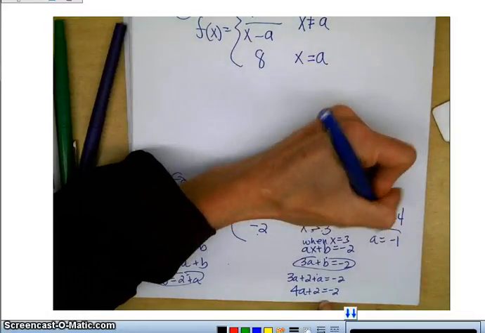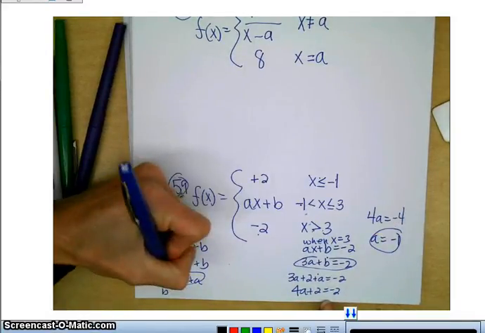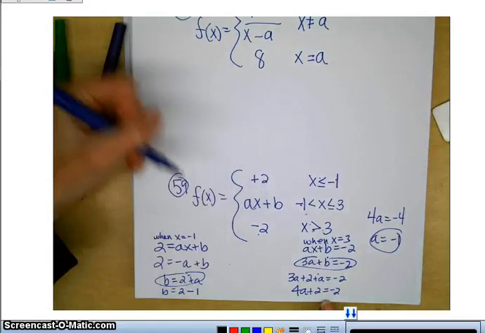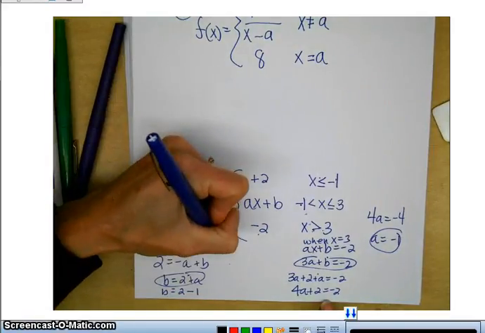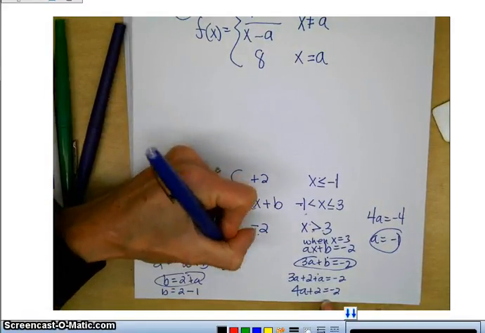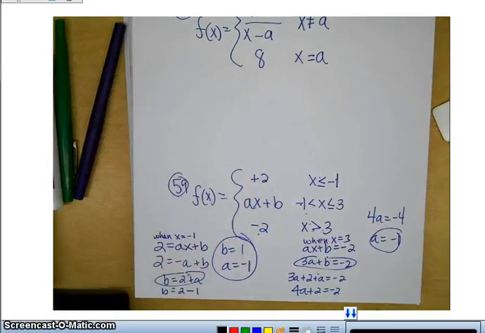If A is negative 1, what's B? 1. So B is 1, A is negative 1. Okay?